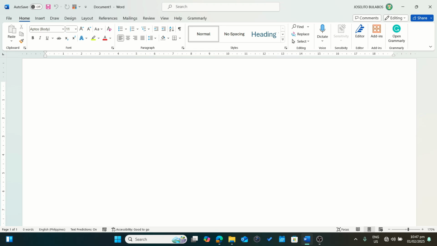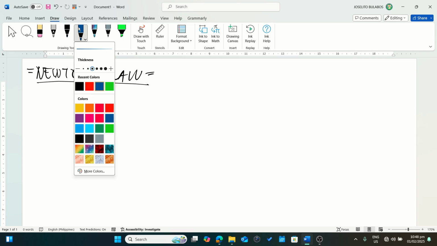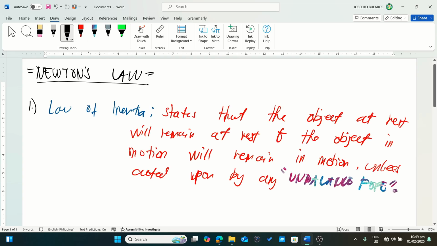Our topic for today will be Newton's law. Let us understand this law. So, this is the law of motion. Now, let us start with the first law. So, this is the first law. The law of inertia, this is the first law.